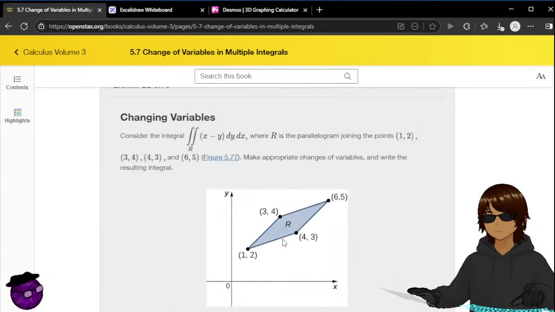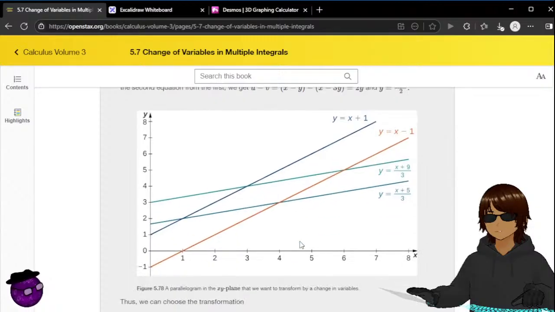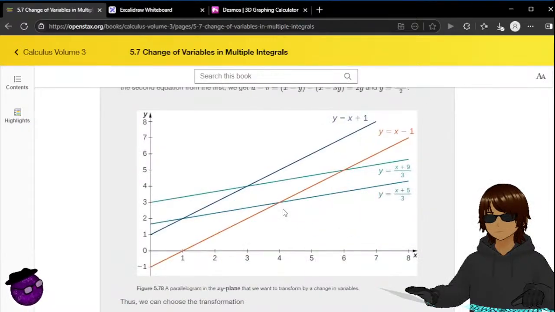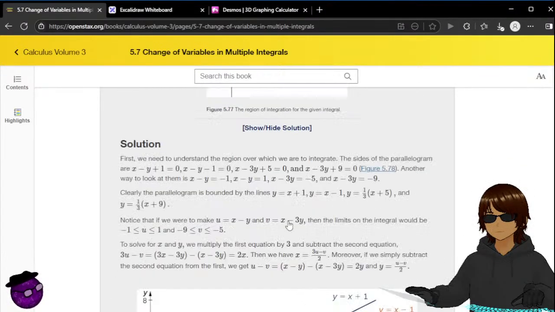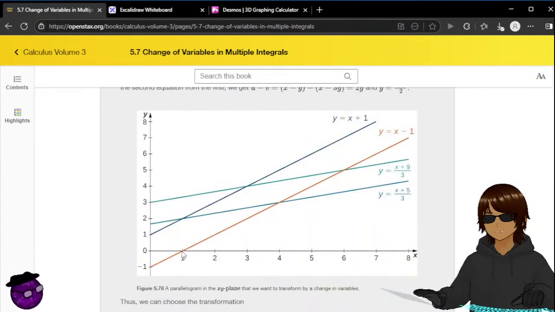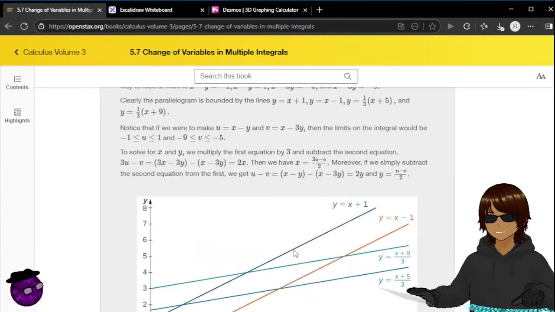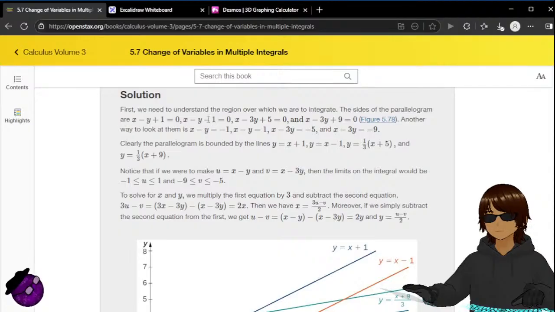4, 2, 4, 3, 4. We have 1, 2. Are these lines drawn wrong? What? Shouldn't 4, 3 be here? 3, 4, 6, 5. What is this line? The sides of the parallelogram are these four equations.